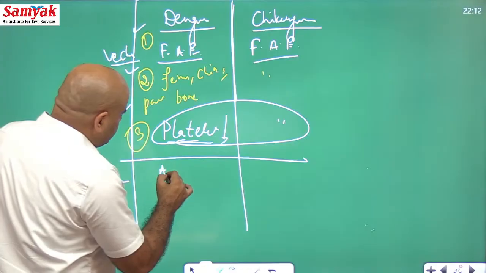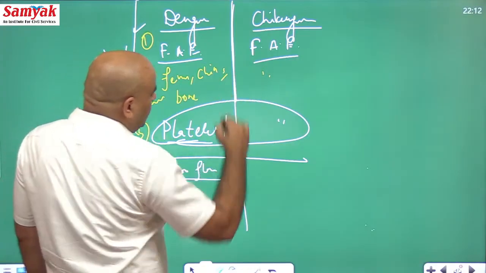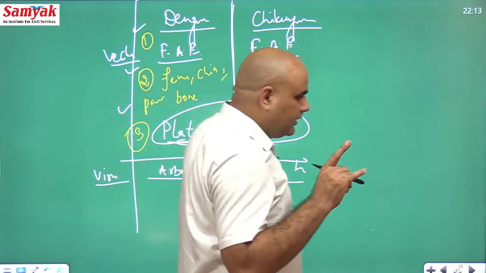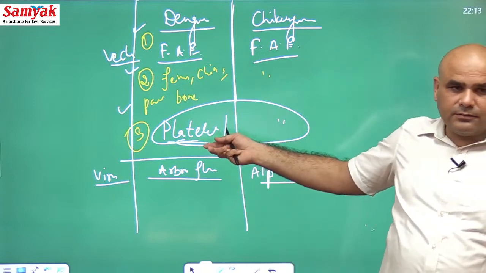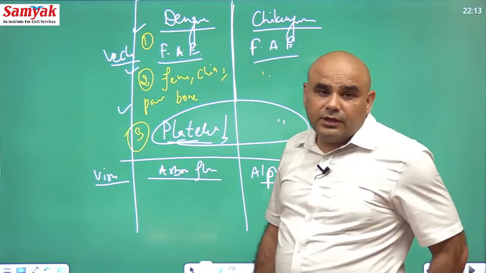Here it is caused due to arboflavivirus. Here it is caused due to alpha flavivirus. Remember this thing, chikungunya is the result of alpha flavivirus. Dengue is a result of arboflavivirus.